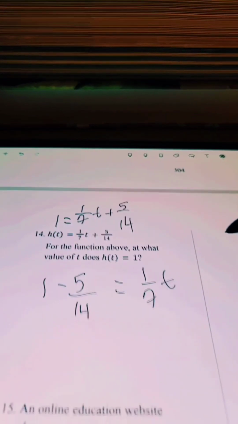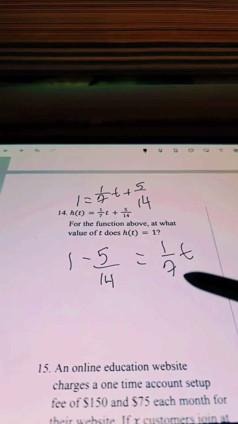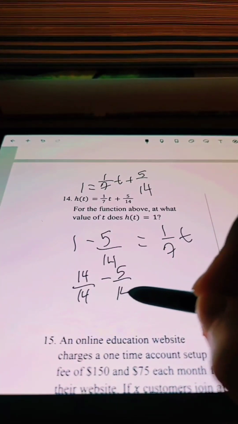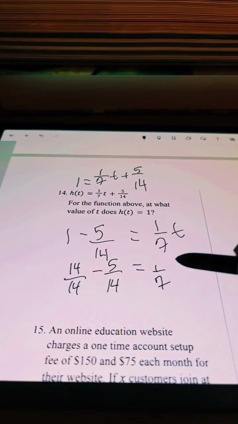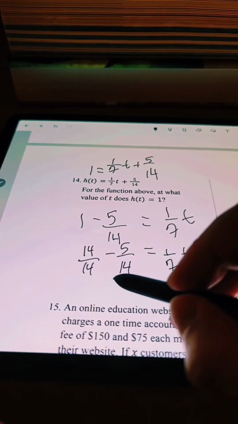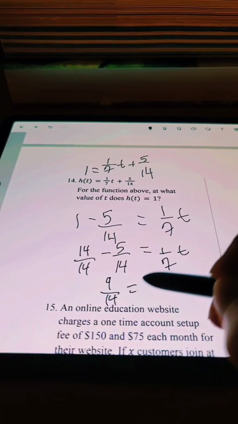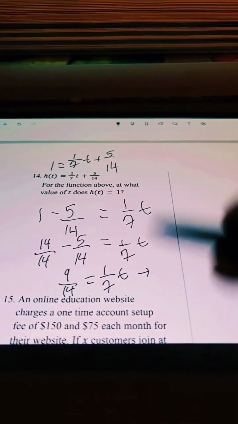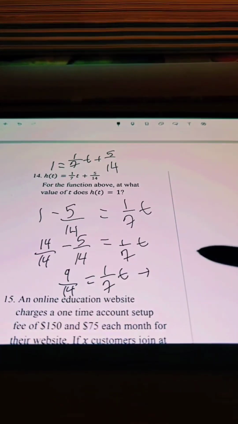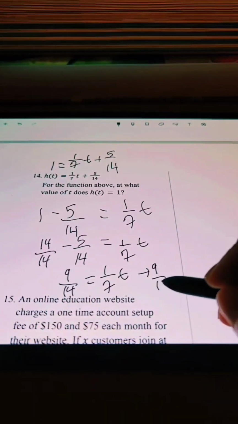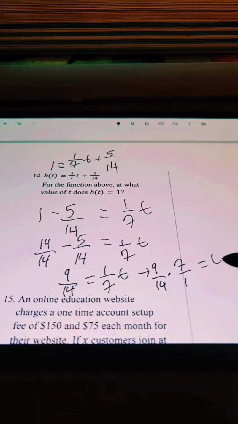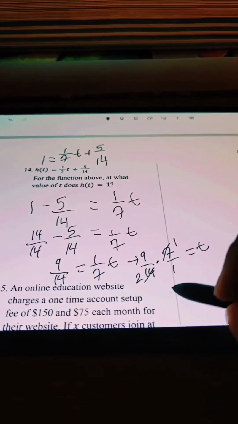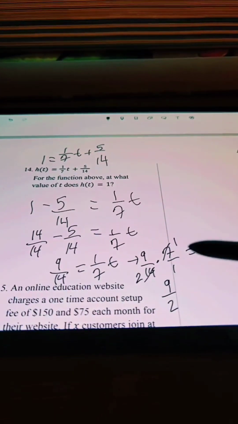So then let's go to this one right here. So we're going to subtract 5/14 on each side, and then this is going to be 14 over 14 to get the like denominator. And then that's equal to 1/7t. So then we're going to have that this is going to be 9 on top, 14 on the bottom is equal to 1/7 t. And then we're going to divide by 1/7 on each side, which is the same thing as multiplying by 7. So it's going to be 9 over 14 times 7 over 1 is equal to t. And then we could cross cancel here because 7 goes into 7 1 time and it goes into 14 2 times. So then we have 9 halves.